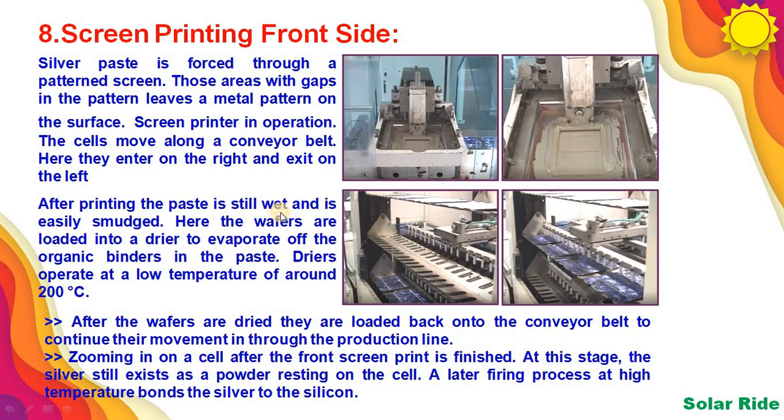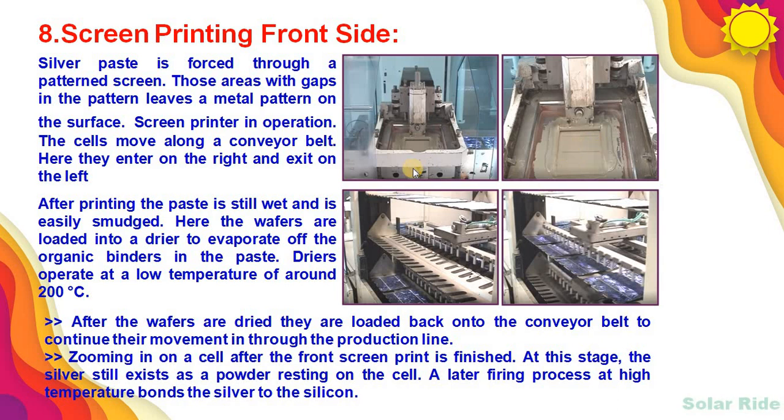After printing, the paste is still wet and is easily smudged. That's why the wafers are loaded into a dryer to evaporate the organic binders in the paste. Dryers operate at a low temperature of around 200 degrees Celsius. After the wafers are dried, they are loaded back onto the conveyor belt to continue their movement through the production line.